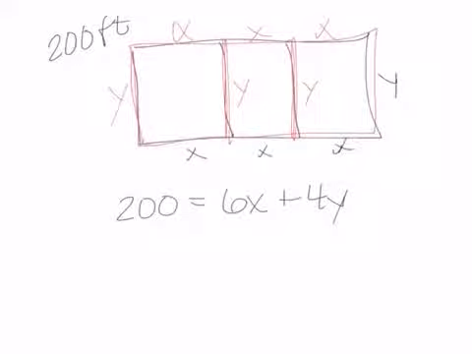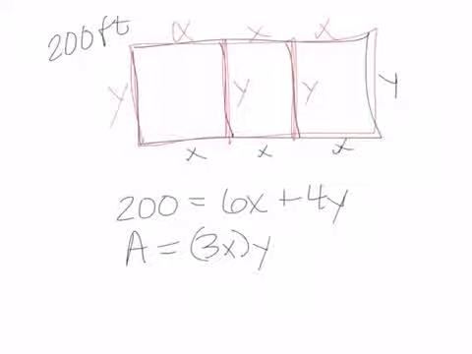Right, so the second part here says write an equation that represents the total area of the corral. So all 3 partitions, total area. Well, that's easy because we know area is length times width, or base times height of a rectangle. So the area of this overall rectangle is going to be 3x, that's our base, times y.